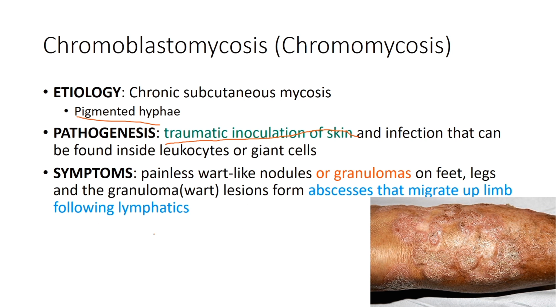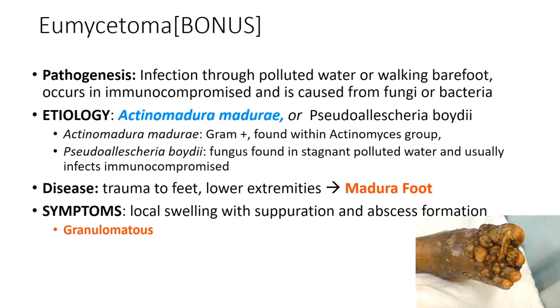It's painless, wart-like lesions. They're granulomas that form, usually on the feet or legs. It's very common on the feet or legs. If you see this gross thing happening on the feet or legs, then just pick chromomycosis as opposed to Sporothrix, which we'll get to. Sporothrix causes abscesses sometimes up the limb, following the lymphatics. So that's what it looks like. It's this red, gross, granulomatous, patchy thing that migrates up with some abscesses in it, and that's your chromoblastomycosis.